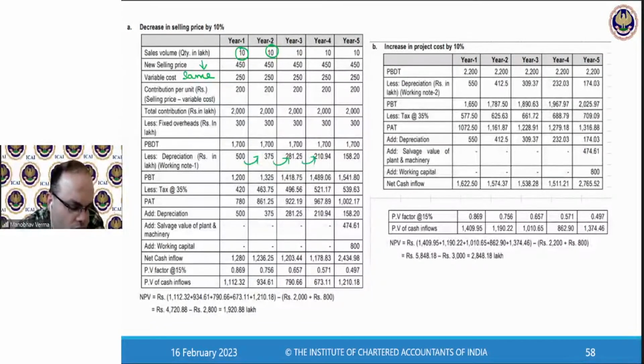Alok, this is exactly what I was explaining, right? They are mentioning in the basic format of the question that variable cost is 50% of the selling price. But when they're changing something, they're not changing the variable cost.